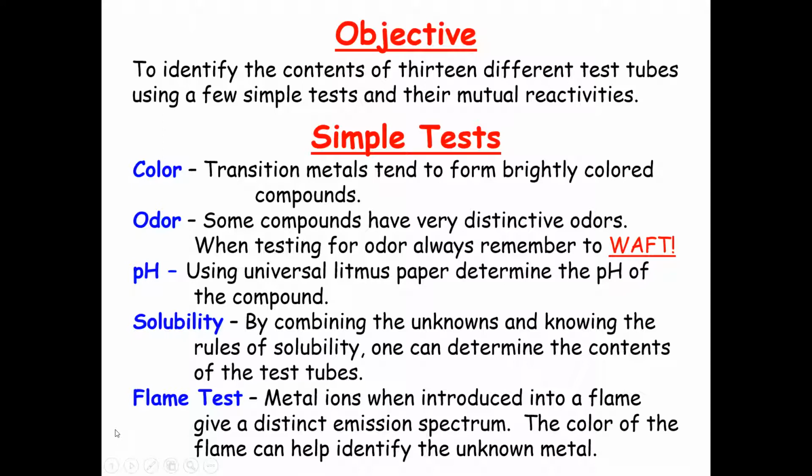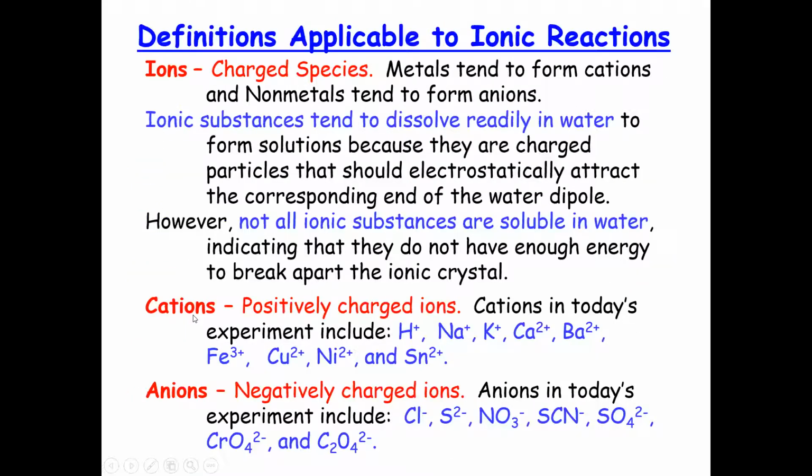The fifth one is the flame test. The metal ions, when introduced into a flame, give a distinct emission spectrum. The color of the flame can help identify the unknown metal. So these are the basic tests. There are some advanced tests also that we do to find out what kinds of ions are present.